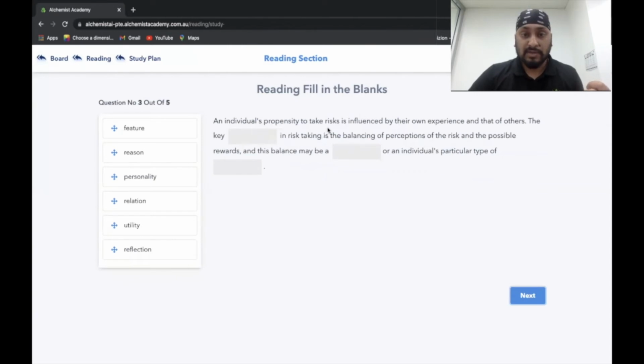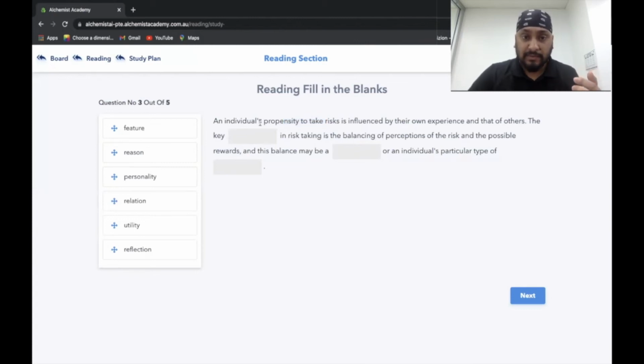Okay, now this one is about individual propensity, experience, risk-taking, risk, people, rewards, balance. Okay, it's about something related to risk and rewards. Okay, feature. Feature is basically a noun. Reason can also be a noun. Personality ends with Y, can be an adjective. Relation is a noun. Utility can be a noun as well. Reflection can be a noun. Wow, everything majorly is a noun.